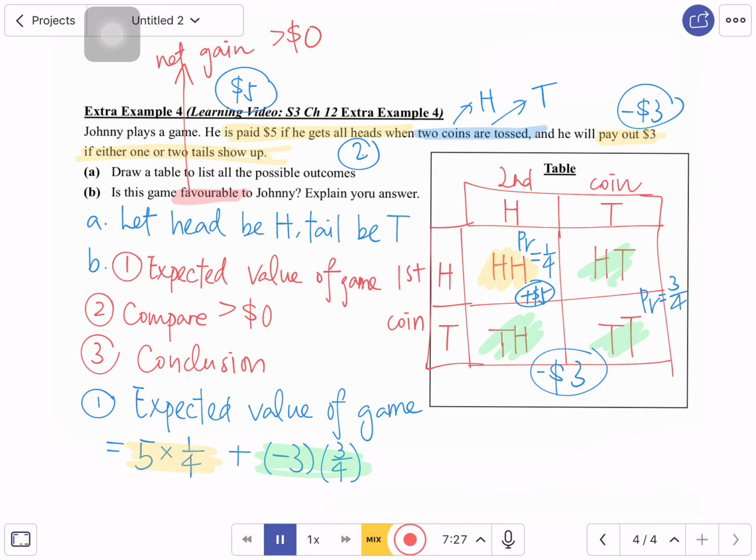And after calculation, you can see the expected value will be minus $1, which means that in the long run, when Johnny plays a lot of games, and when you record his gain or loss, when you get the average, the mean, for every round he will lose $1, which when you compare is smaller than $0.